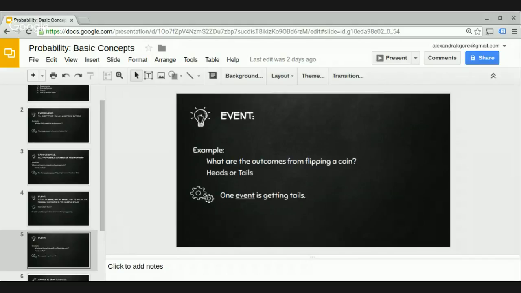Okay, let's go back to our favorite example. Now, we know that the outcomes from flipping a coin are heads or tails. So one event is getting tails.